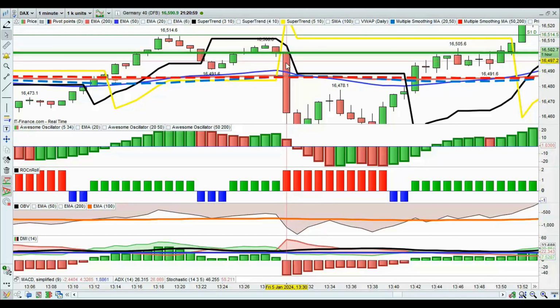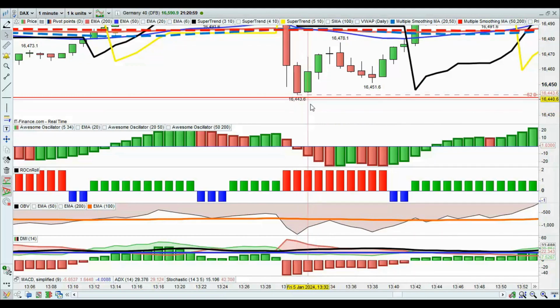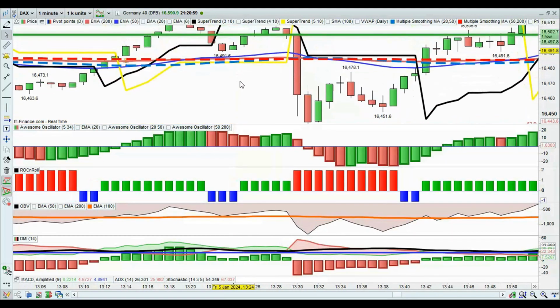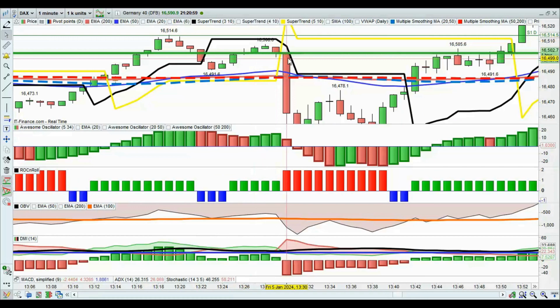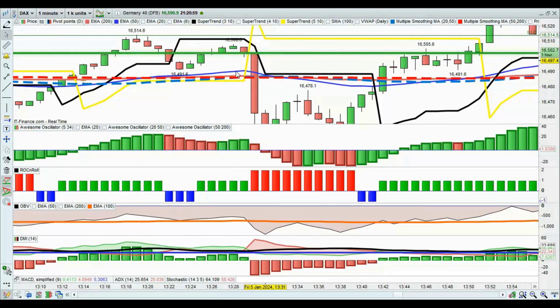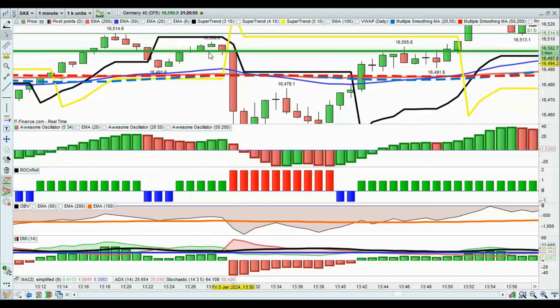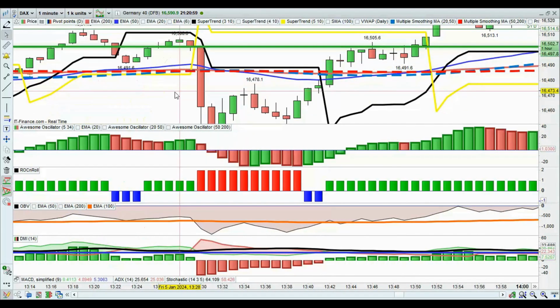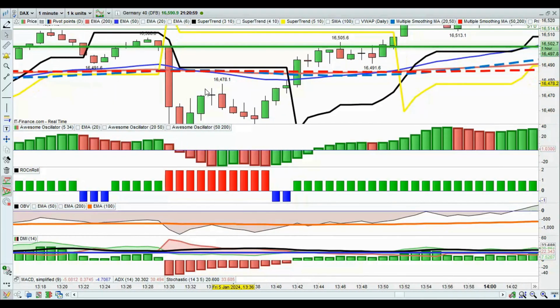So that candle came down from this area around 16,507 and dropped to 16,443. Now, if you were a gambling person, you'd have done well on that if you'd just taken a sell, but I just don't know what's going to happen. It could have gone either way there. So we're waiting for this to settle down for an opportunity to buy or sell again.